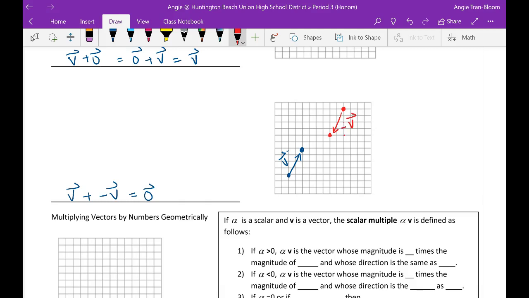So when you have a positive vector V and you add its negative, you go back to where you started. Then you cancel out the size, and what you have left is just a dot. Because what you have left is a dot, it's just the 0 vector.